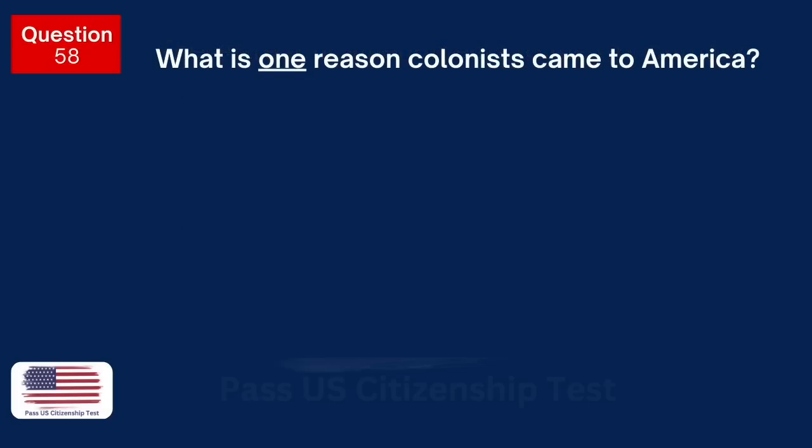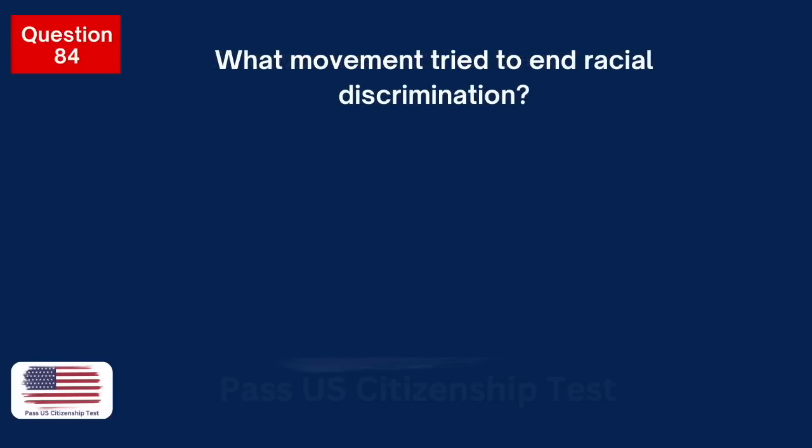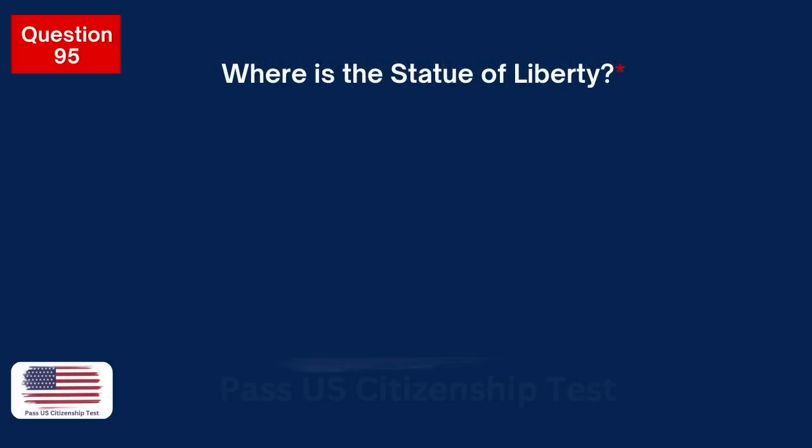What is one reason colonists came to America? Freedom. Who was the first president? George Washington. What movement tried to end racial discrimination? Civil rights movement. Where is the Statue of Liberty? New York Harbor.